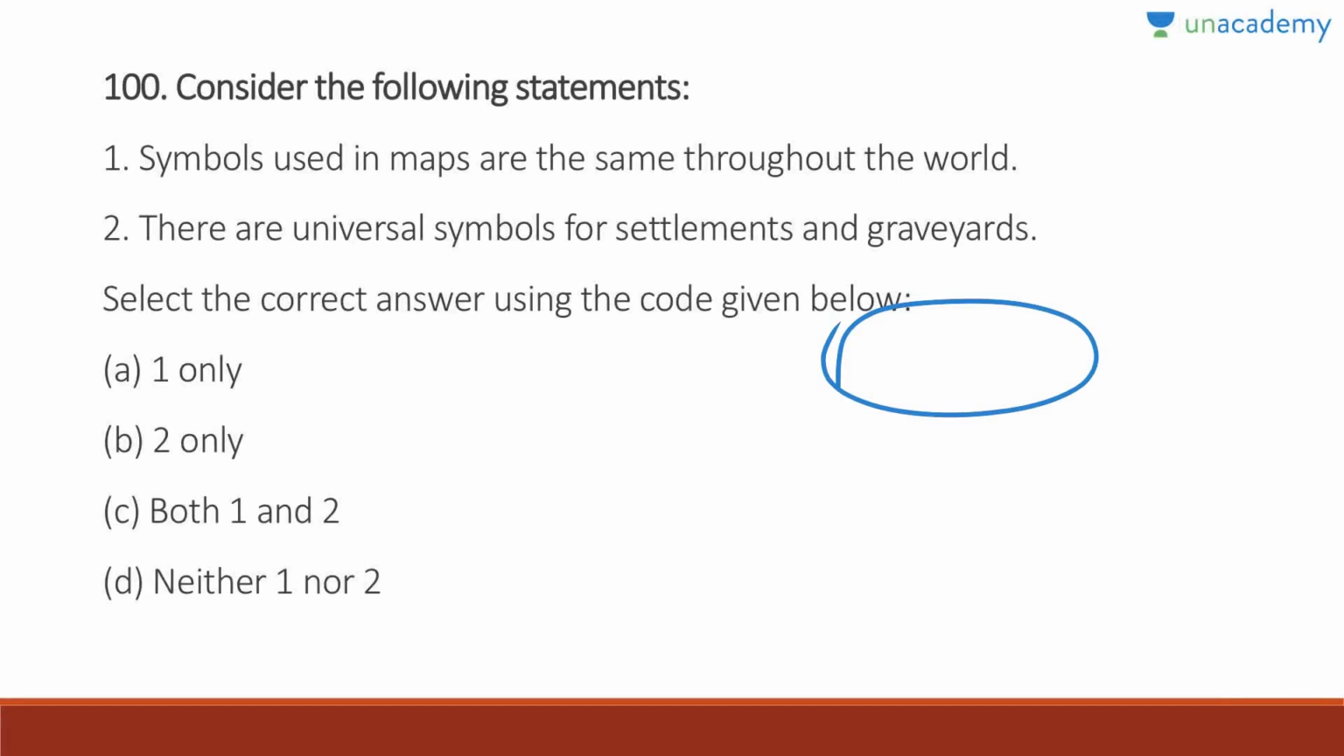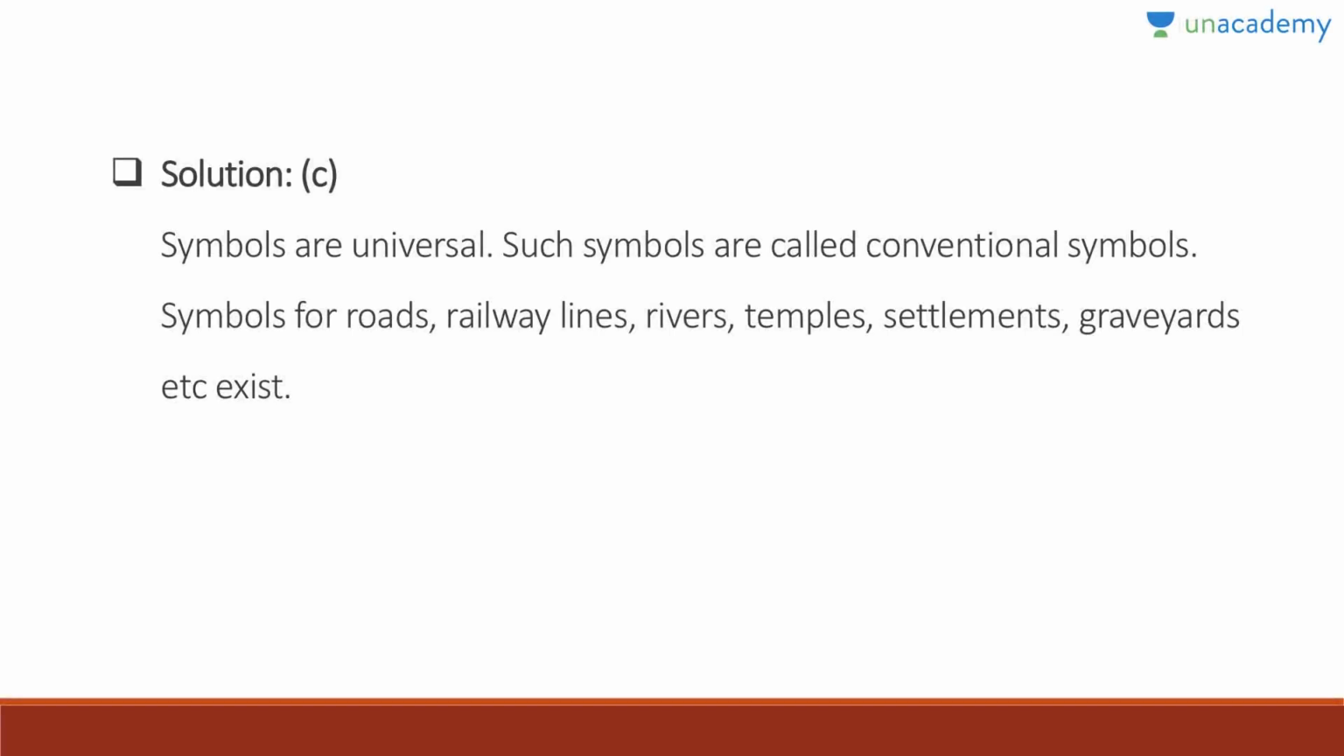And last question for this lesson is consider the following statements. Which of the following are correct? Symbols used in maps are the same throughout the world. Yes, they are universal. There are universal symbols for settlements and graveyards. Yes, this is also correct. So answer here is C, both 1 and 2. So irrespective of culture or country or language, you can have common understanding of maps. So symbols are universal. Such symbols are called conventional symbols. Like for roads, railway lines, rivers, temples, settlements, graveyards, they exist.